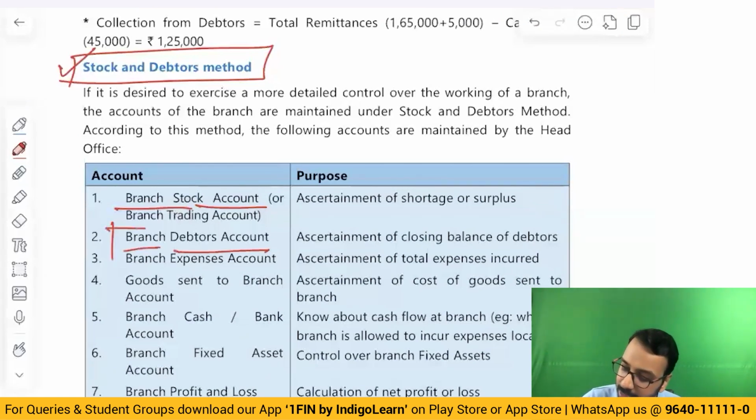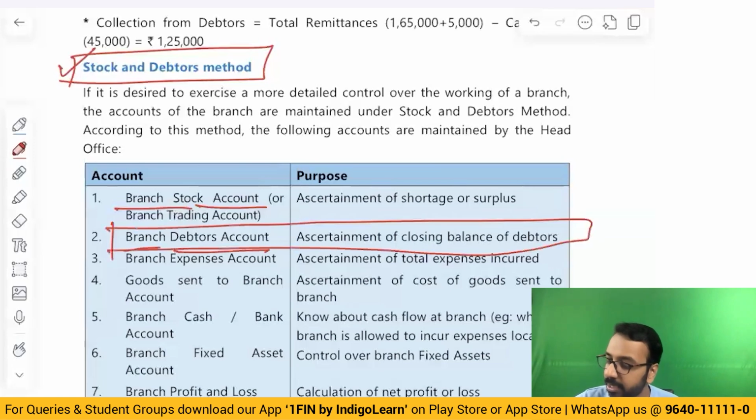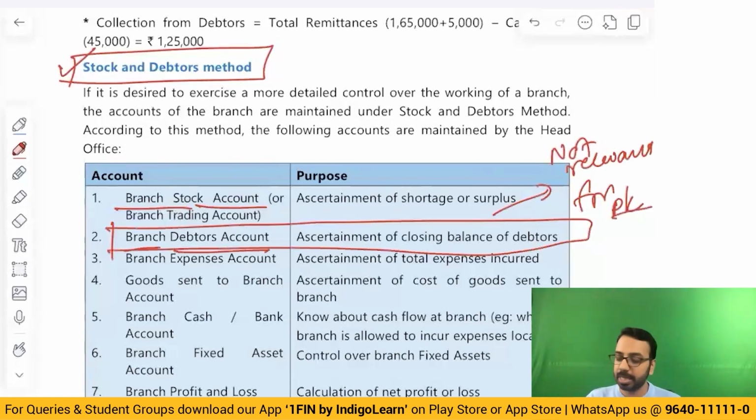See, this branch debtors account, if you ask me, is not relevant for P&L purpose. Okay, this is relevant only for the purpose of calculating the debtors' balance. As such, if you don't prepare that, you may lose marks because the question is on stock and debtors method, but it will not be required to calculate the P&L. So you will maintain a stock account. You will maintain a branch expenses account separately. Means what is the expenses that has been incurred?